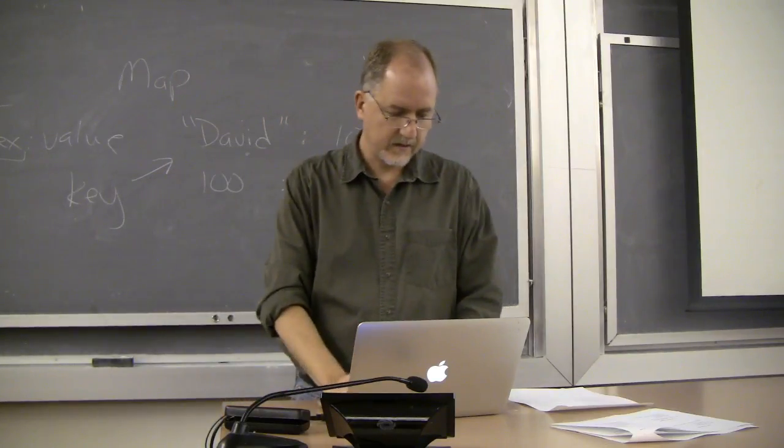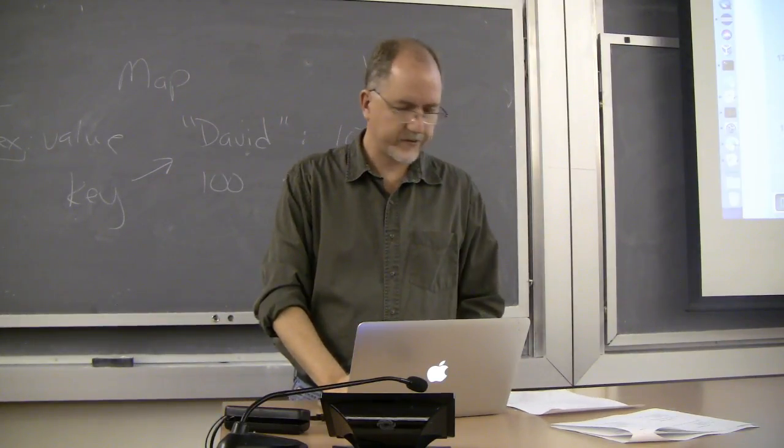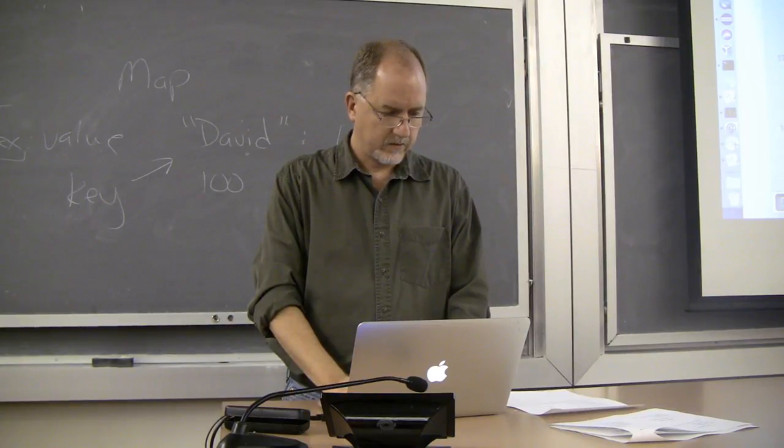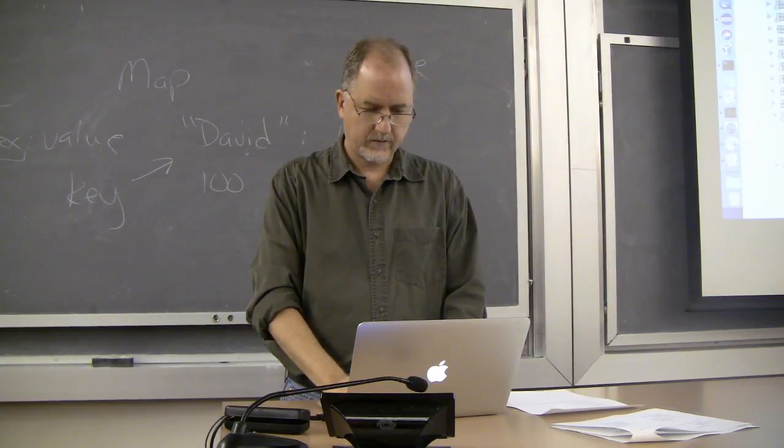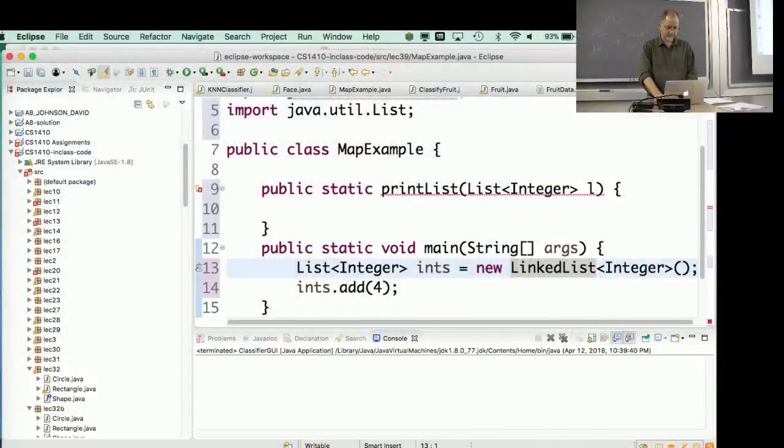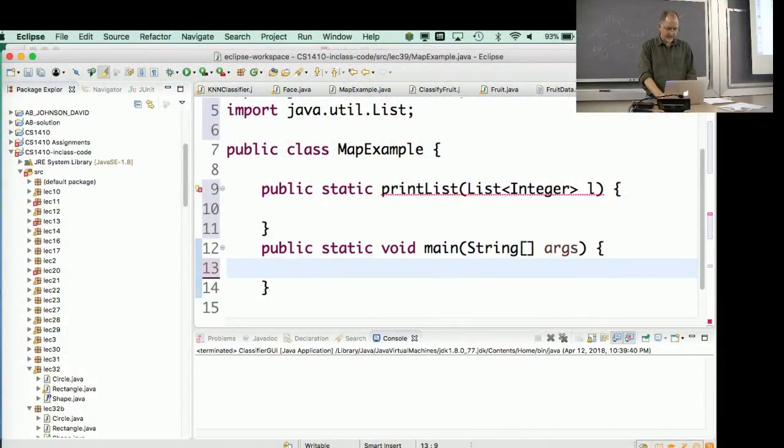So let's make some of this. All right, get rid of this. So I want to make a map, and to specify a map, it's a generic class, and you have to say what type is the key and what type is the value. So I'm going to say that I want my keys to be strings, and I want the values to be integer.